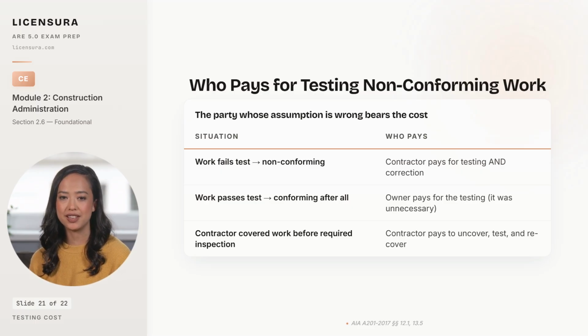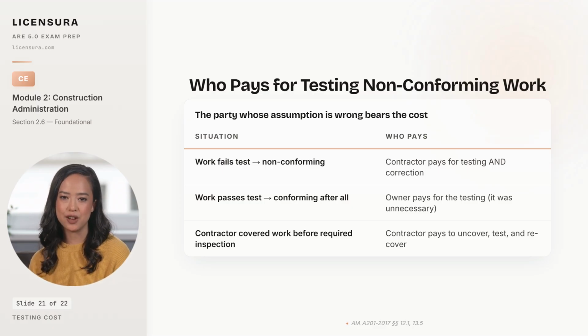When the work fails the test and turns out to be non-conforming, the contractor pays for the testing and the correction. The contractor was wrong about the work, and the contractor pays. When the architect orders testing and the work passes the test, proving the architect's suspicion was unfounded, the owner pays for the testing because the test was ultimately unnecessary. The architect was wrong about the work, and the owner, on whose behalf the architect was acting, pays.